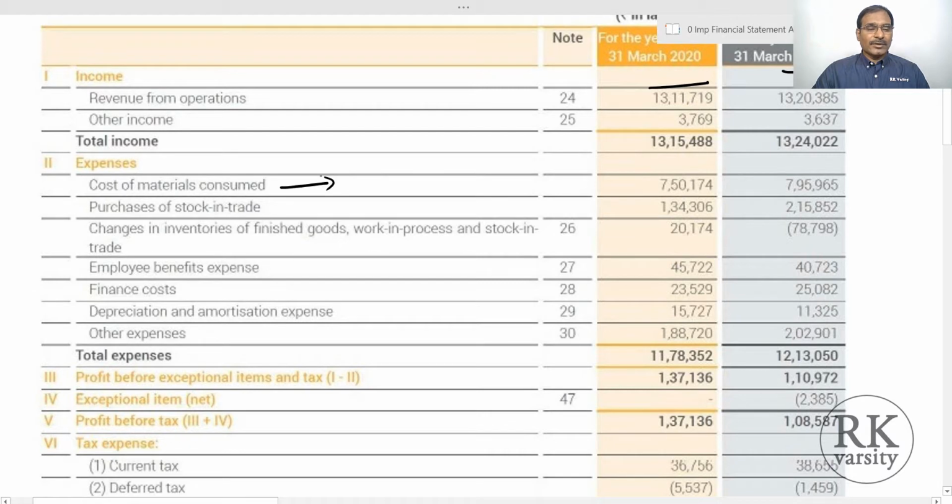But what we do is we make an assumption that all the cost of materials consumed are purchased on credit basis. So here you have the materials consumed for both the financial years.